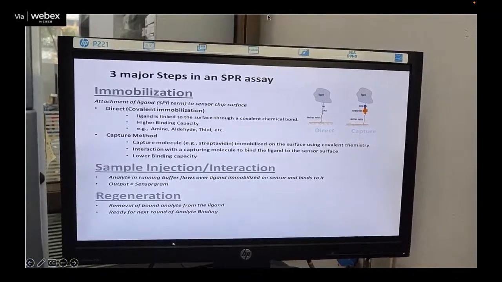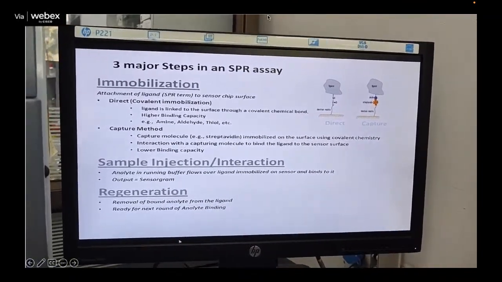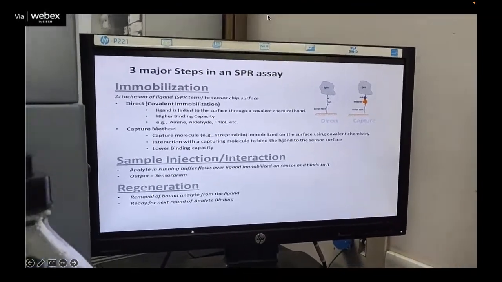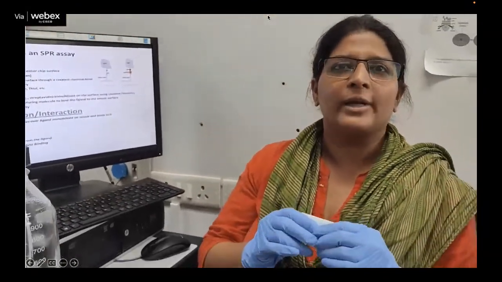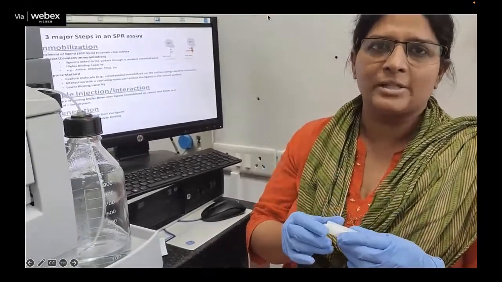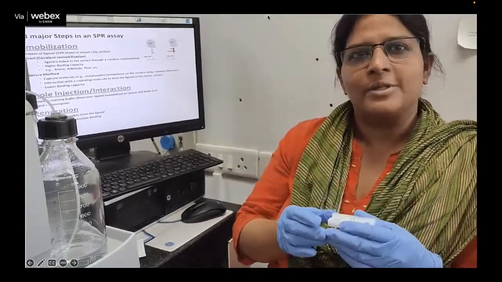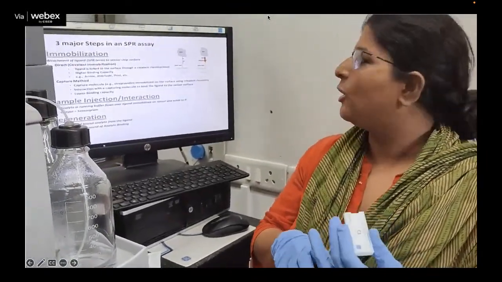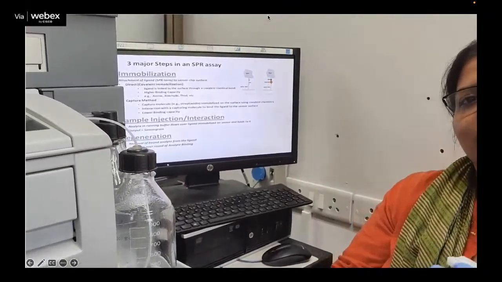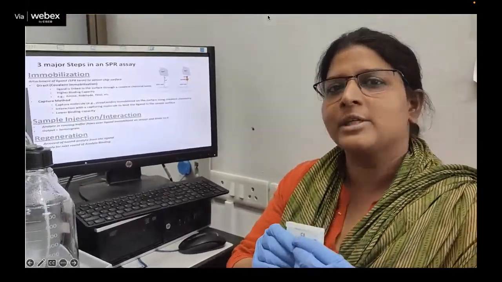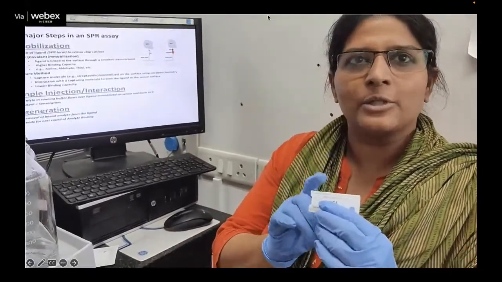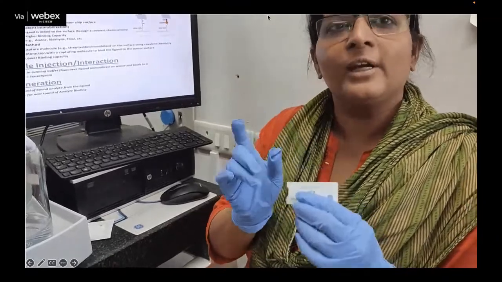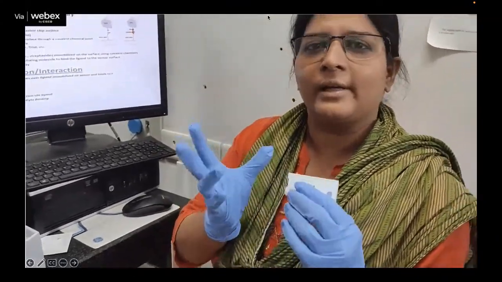So for immobilization, you use two types of strategies. One is capture and the other is direct. Either you can directly immobilize one of the interacting partners or you capture. For example, in direct immobilization, you use different types of chemistries like amine coupling, thiol coupling, aldehyde. In amine coupling, the amine group of your protein is important. This chip has a carboxymethyl group. You activate that group and this activated carboxymethylated group will bind to the free amine of your protein, and your protein will get directly immobilized.